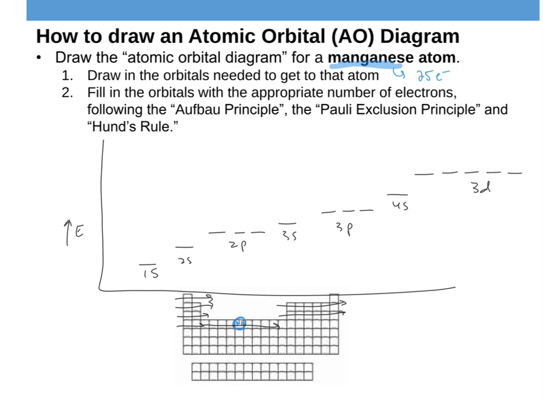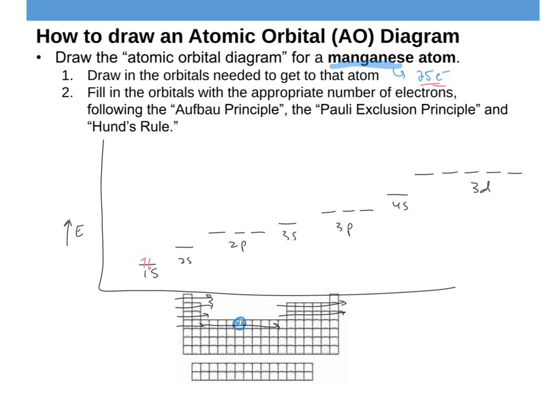Again, technically it has more orbitals than this that just don't have electrons in them, but no one bothers putting the 4p's and the 5s and keeps on going. Technically they're there, they're empty, we don't need to worry about them. And now I need to put in these 25 electrons, and so I'm going to follow the Aufbau principle, the Pauli exclusion principle, and Hund's rule.